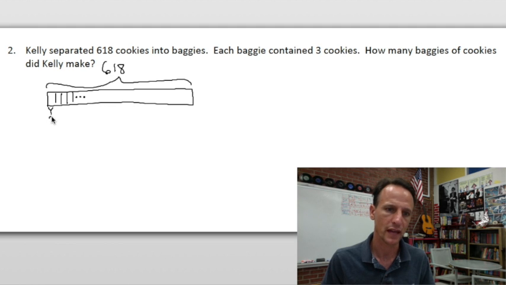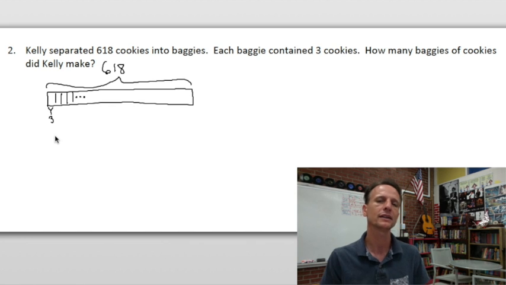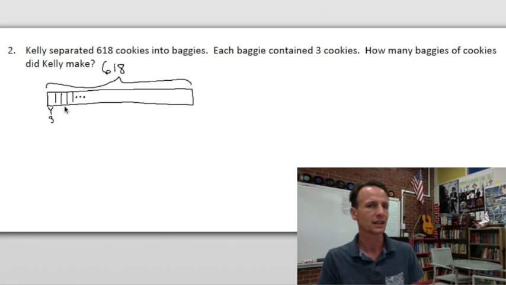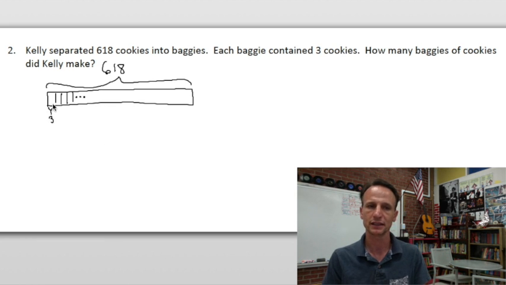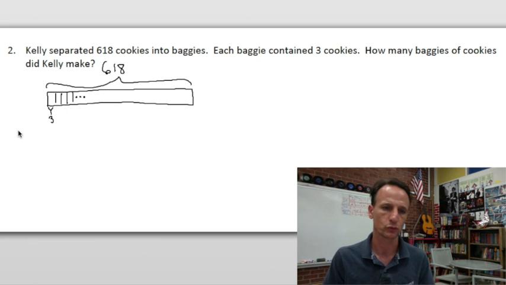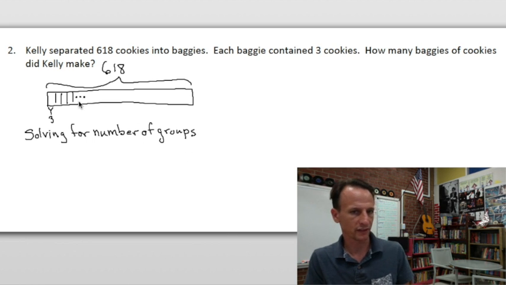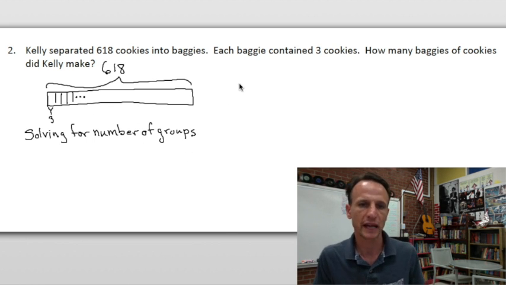What we're trying to find here is this. No, we know that, don't we? We know, yes, we know that there's 3 cookies in each baggie. We're trying to find how many baggies. See, so we know how many in each group. We know the group size is 3. We don't know the number of groups. So we are solving for number of groups. How many baggies are there? Okay, so that's why we have this dot, dot, dot. So you'll see a certain pattern as we go through.